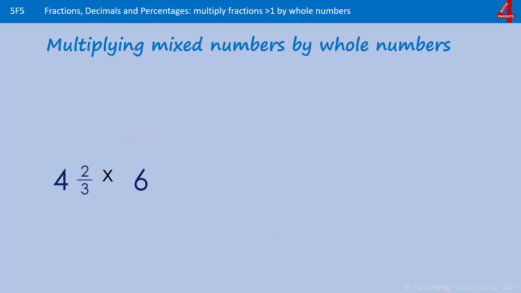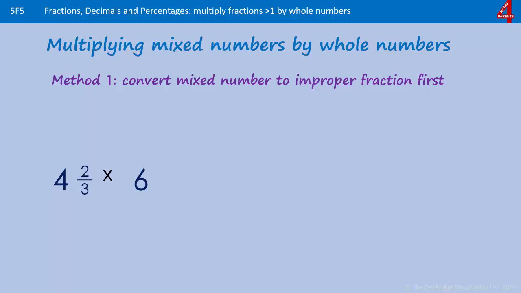This is where it gets a little more tricky. I have noticed that a lot of the textbooks for Key Stage 2 and some of the children that I've worked with have been taught one method that's slightly more tricky than another. I'm going to show you both methods, just in case. The first method is my preferred method. I think this is easier. And you convert the mixed number to an improper fraction first.